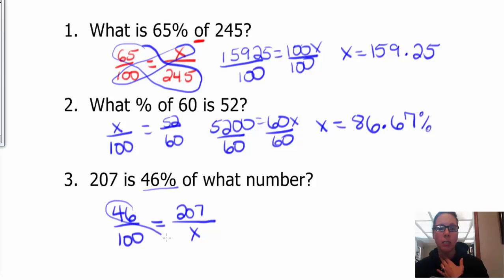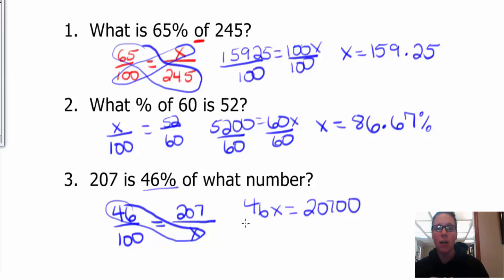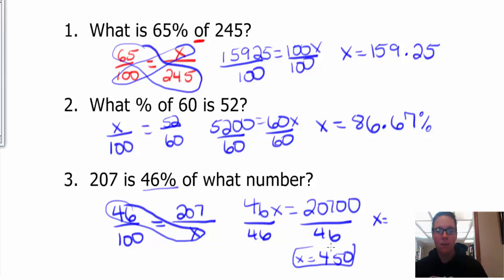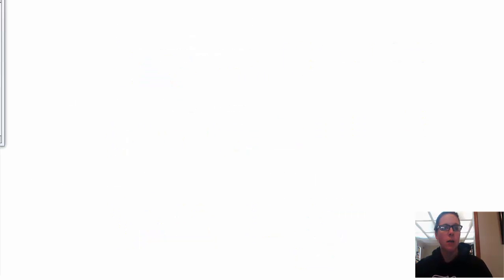So then we cross multiply. 46x equals 20700, divide by 46. X equals, what is that? 450. Okay? Moving on. Got a few more.